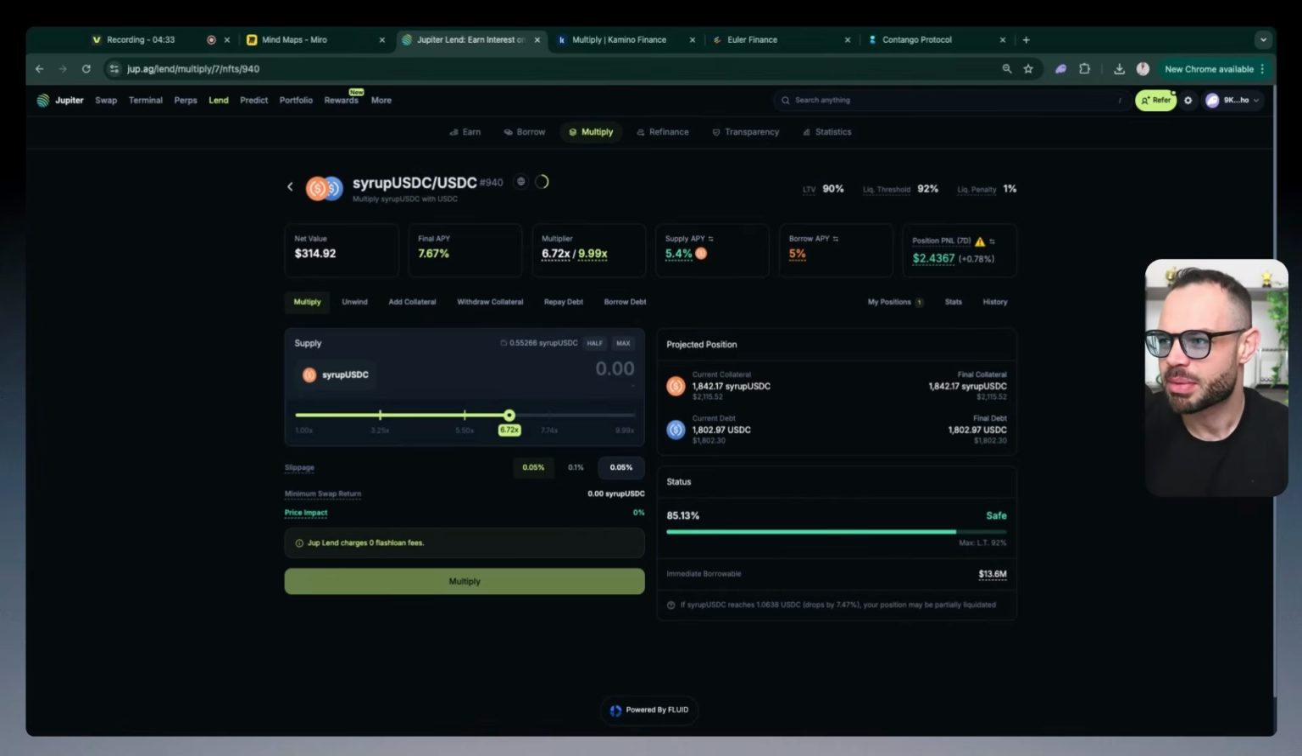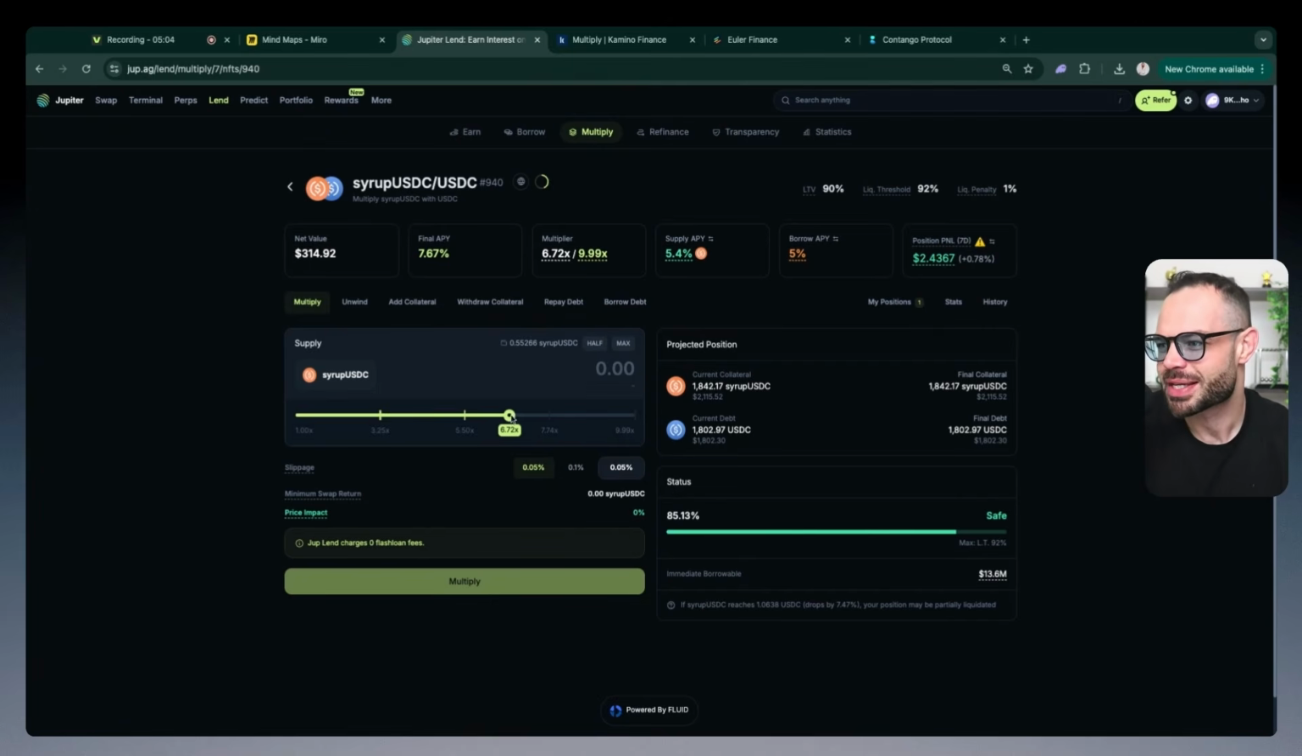And so what I mean by that is there is still inherent risk involved with multiplying or looping up your exposure here to Syrup USDC. The main risk here would be some kind of depeg event happening. Now, depeg events with well-established stablecoins and yield-bearing stablecoins is rare, but we can't rule out that as a possibility. And so for that reason, there's a couple of additional measures that I take in order to ultimately mitigate risk on the downside in the event of some kind of depeg event.